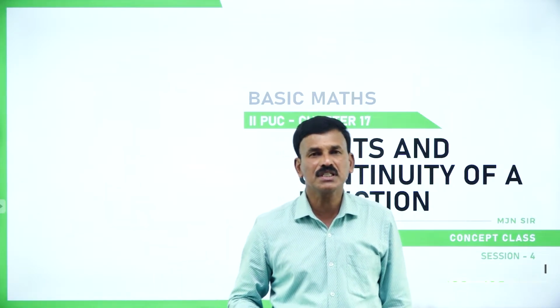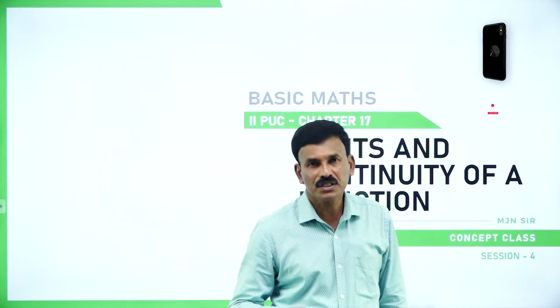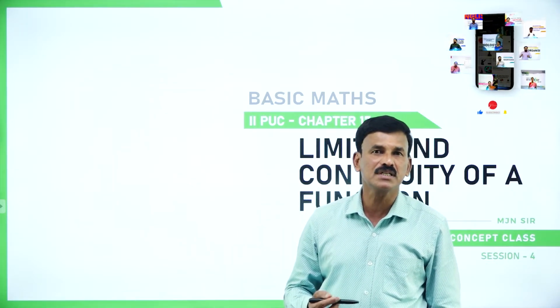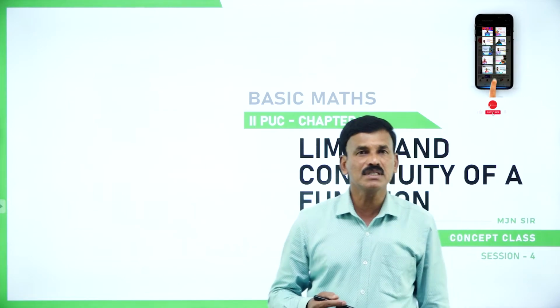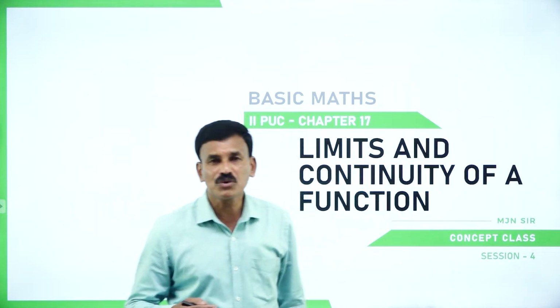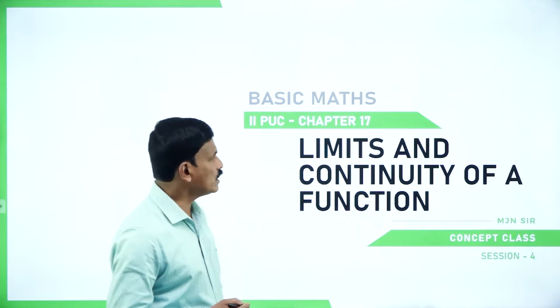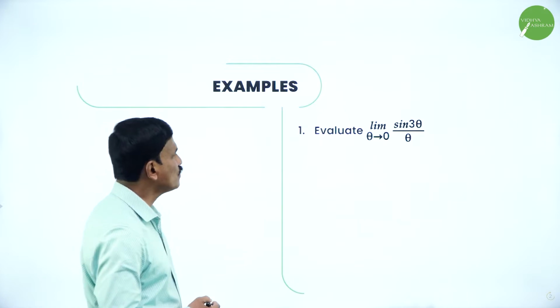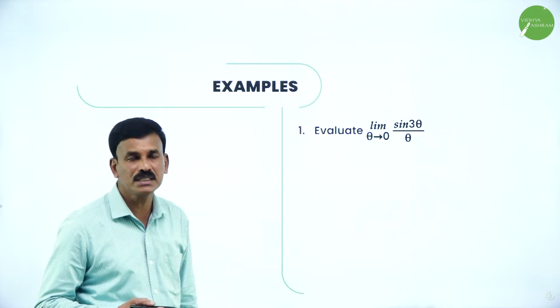Now today in this session I am going to discuss the problems based on the sandwich theorem, that is, limit theta tends to 0 of sin theta by theta is equal to 1. Based on that I am going to take a few examples. Now let us come to the first one. Evaluate limit theta tends to 0 of sin 3 theta divided by theta.